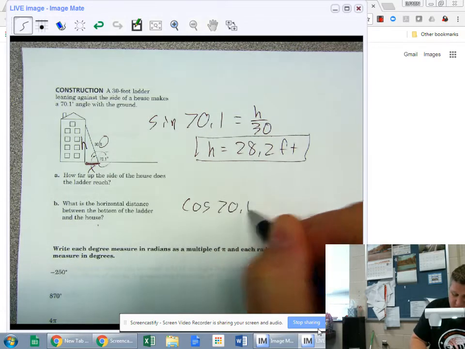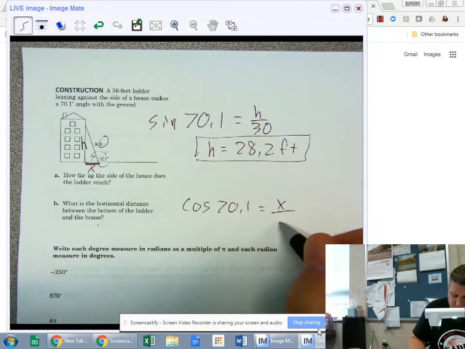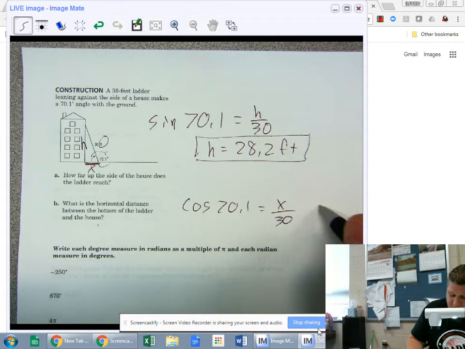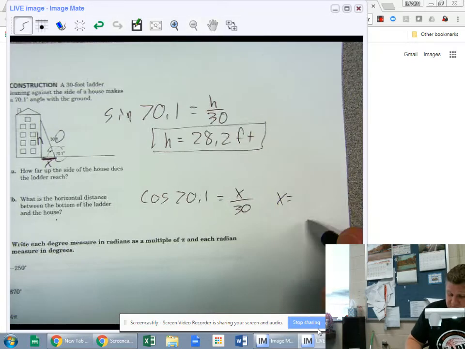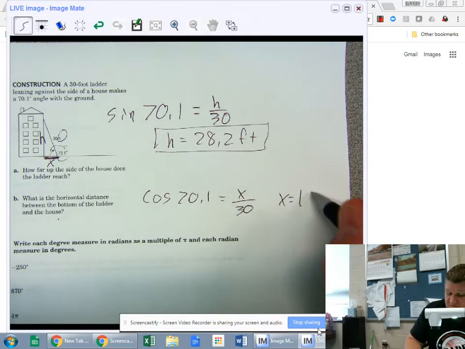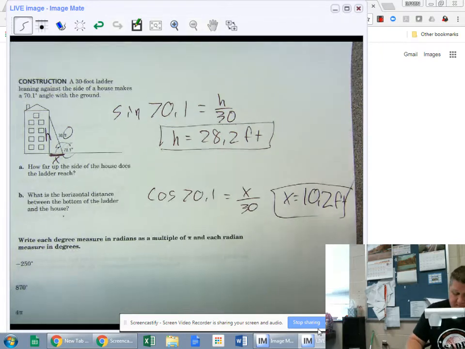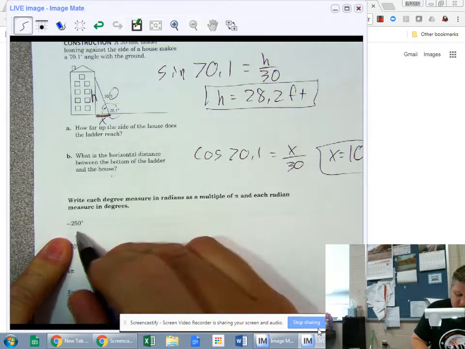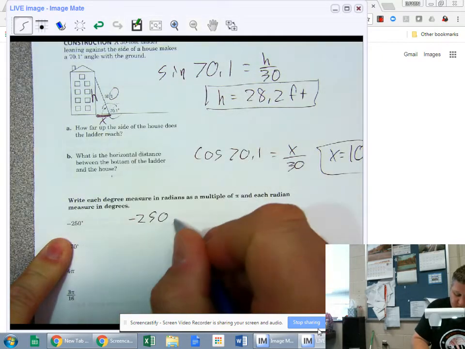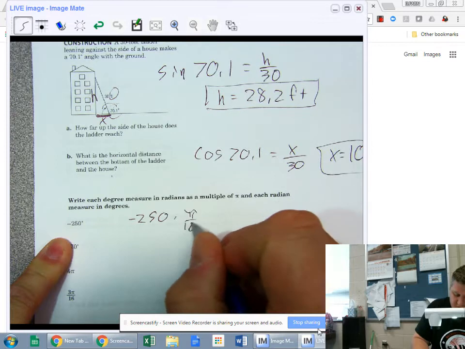Cosine of 70.1 equals x over 30. And so x equals, what is it? 10.2. Do we agree? And again, feet. Very good. Now, 250 degrees, so we take negative 250 times pi over 180.